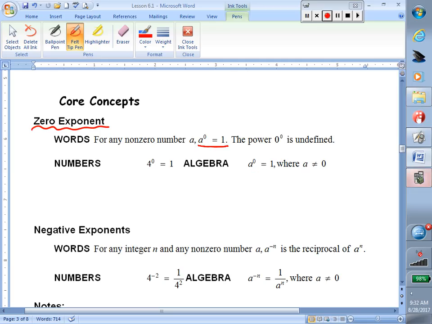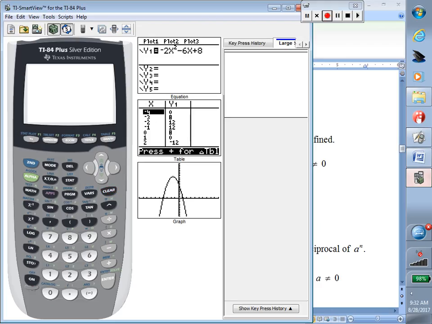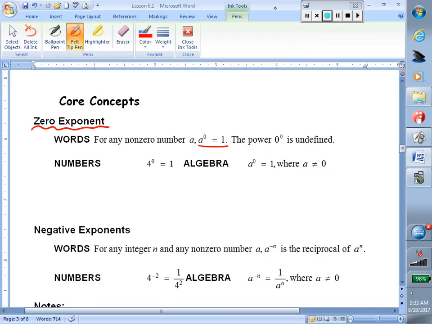Let me even show you on the calculator. If you're still not believing me, let's do 4 to the 0 power. And the result is 1. So any number at all, any variable to the power of 0, the result is 1.